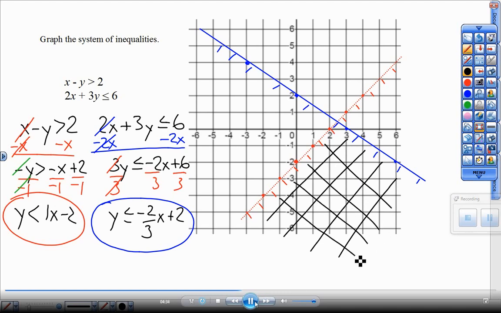The 1/4 of the graph where those shaded zones intersect is this one part of the graph right here. Fill that in. All of these coordinates will satisfy both inequalities. All right, let's keep going.